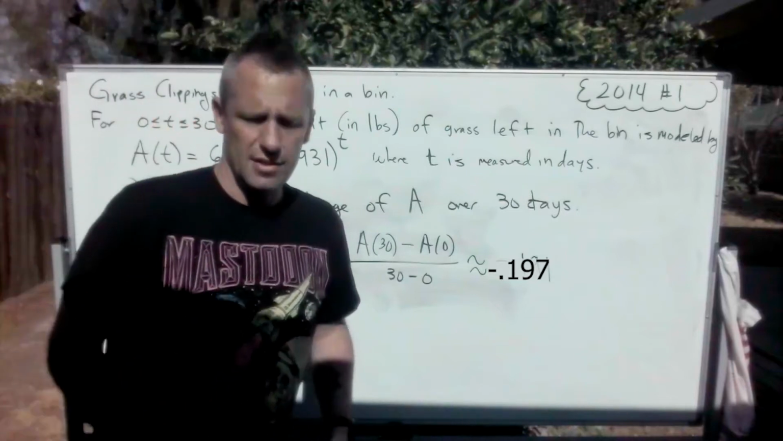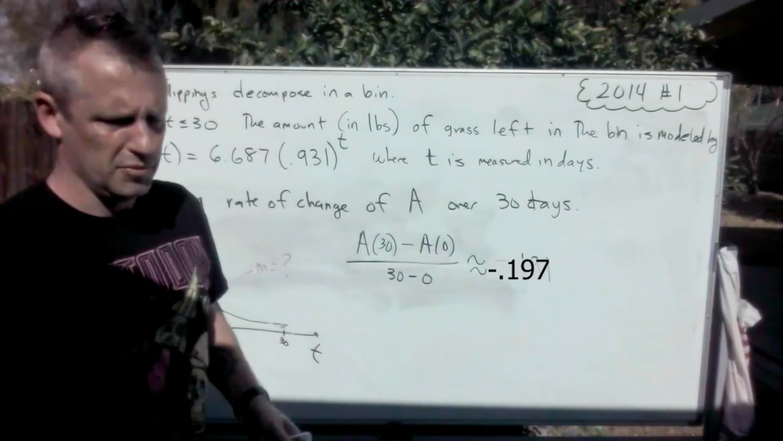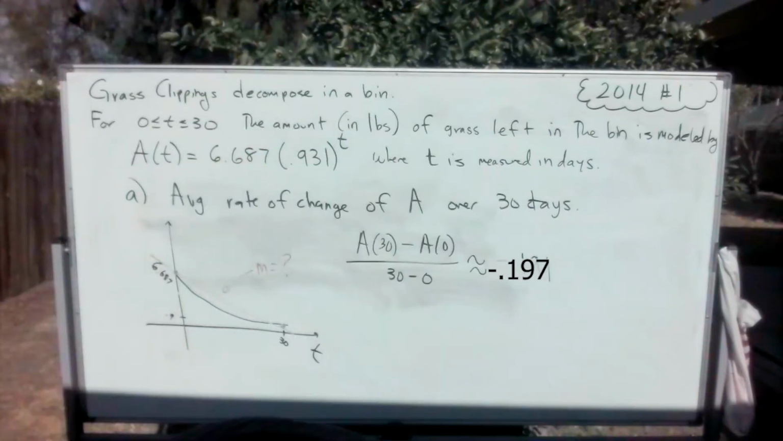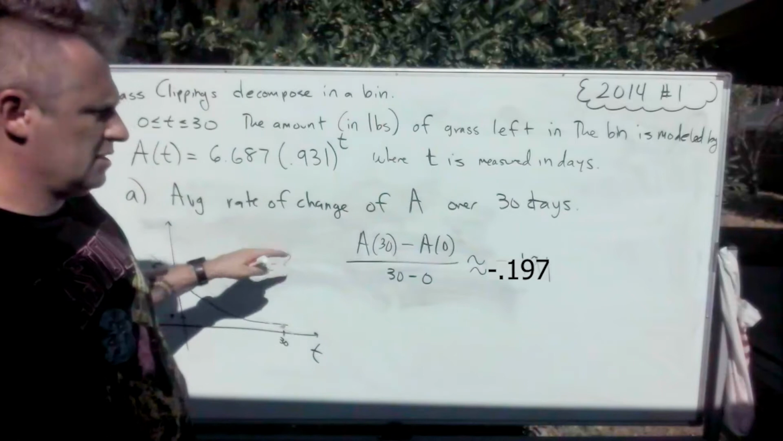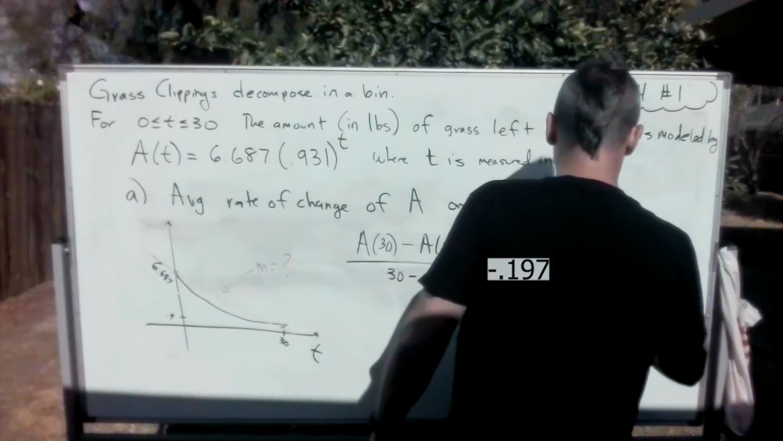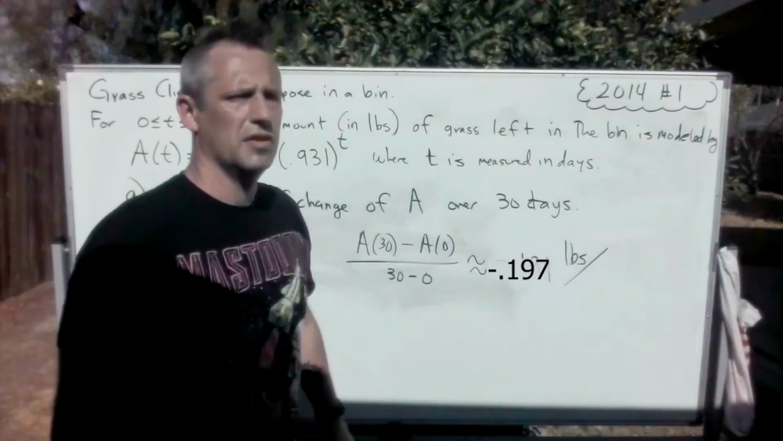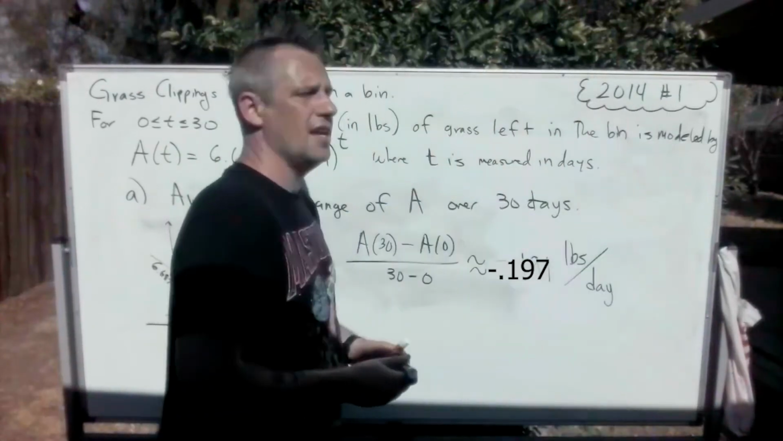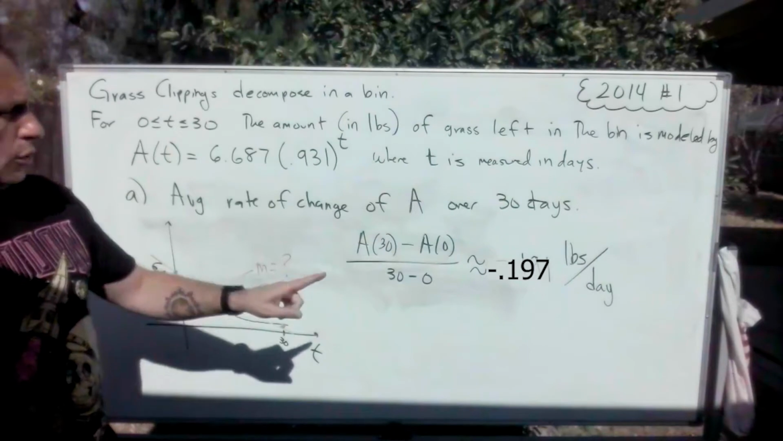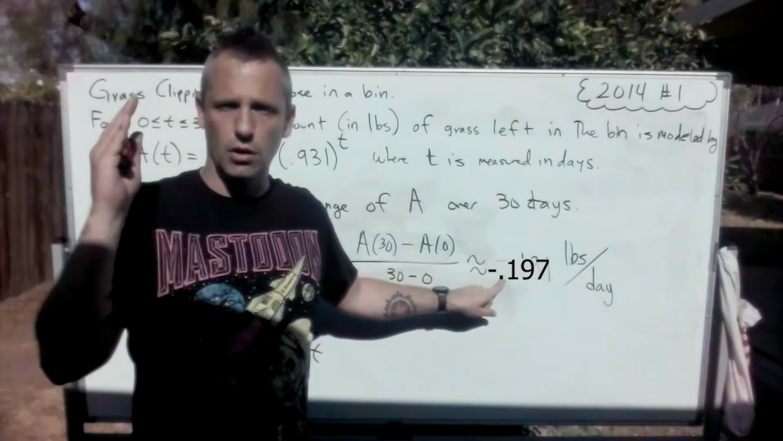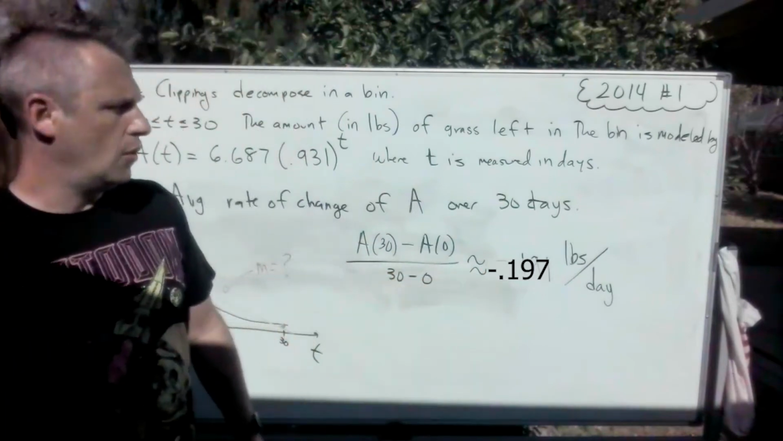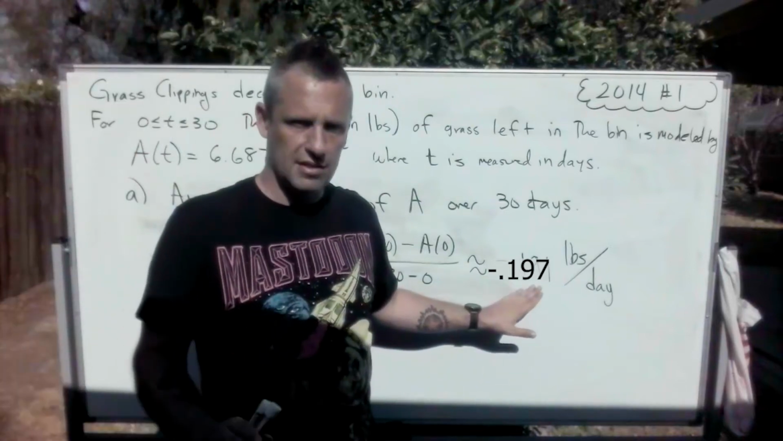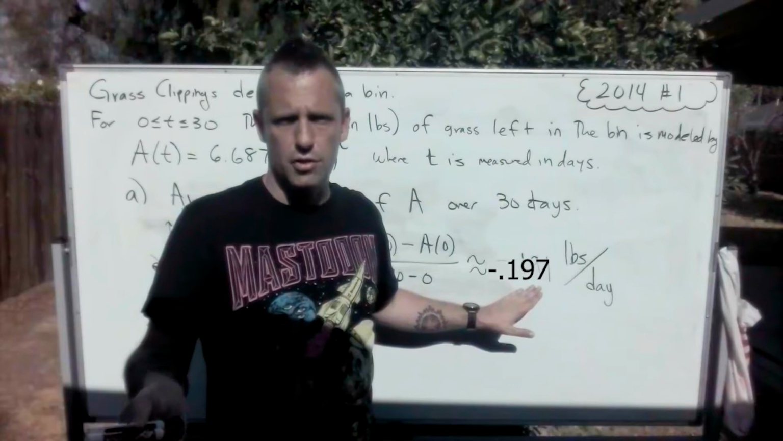Now, what unit is this in? Very important in these applied problems that you give the appropriate unit. So what is this? This is a rate of change. It's the rate of change of grass clippings, which is measured in pounds per day. So this is the average rate of change. It says that we are losing. The reason it's negative is because we're losing grass clippings. So on average, we lose about 0.191 pounds of grass clipping a day to decomposition.